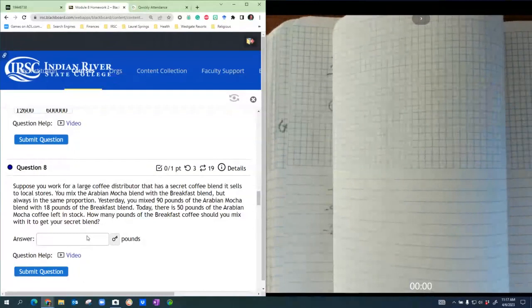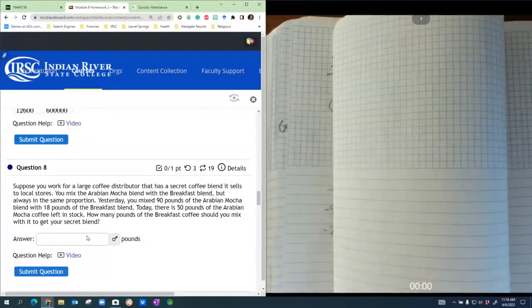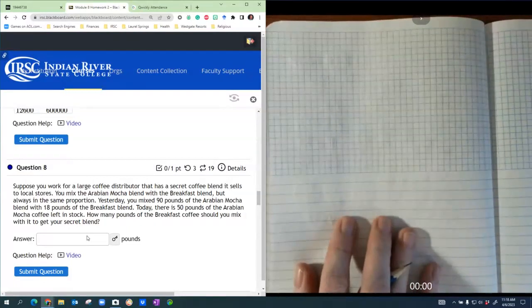So suppose you work for a large coffee distributor that has a secret coffee blend it sells in local stores. You mix the Arabian mocha blend with the breakfast blend, but always in the same proportion. Yesterday you mixed 90 pounds of Arabian mocha blend with 18 pounds of the breakfast blend. Today there is 50 pounds of Arabian mocha coffee left in stock. How many pounds of breakfast coffee should you mix with it to get your secret blend?